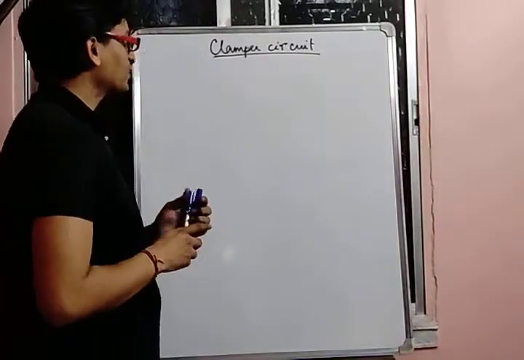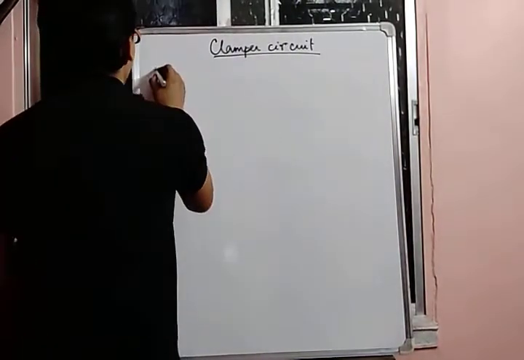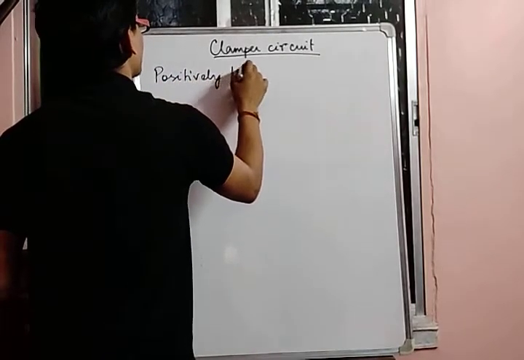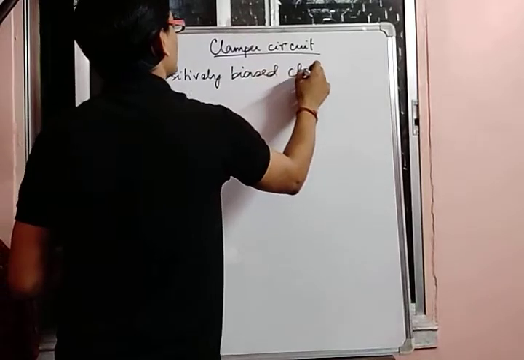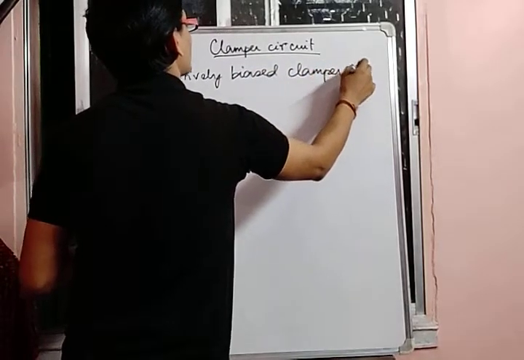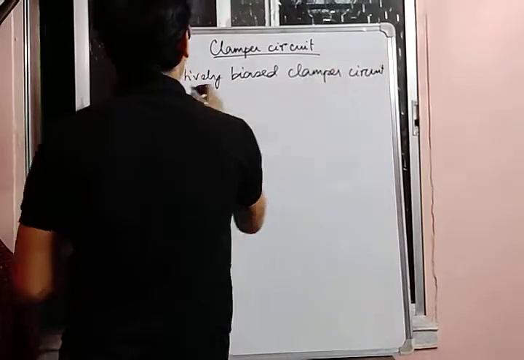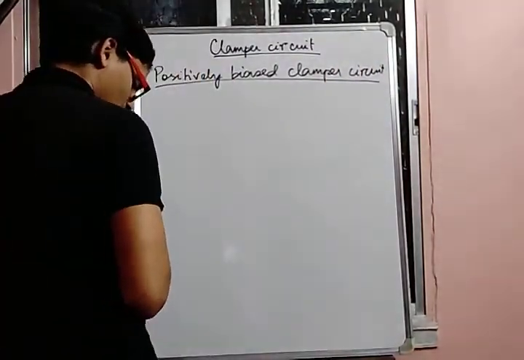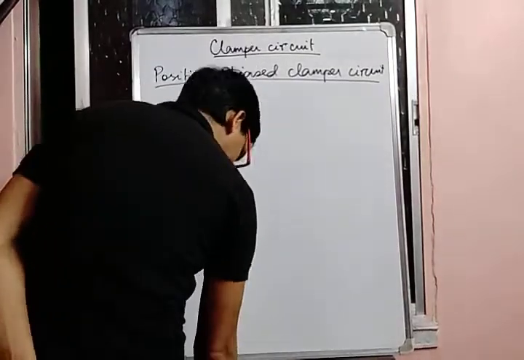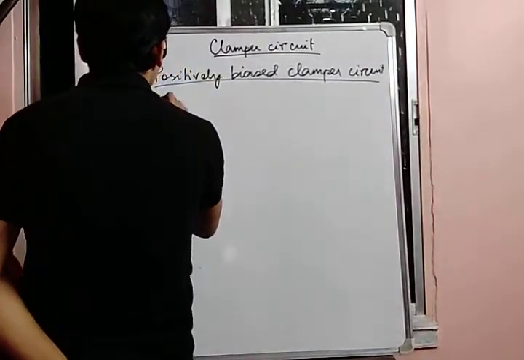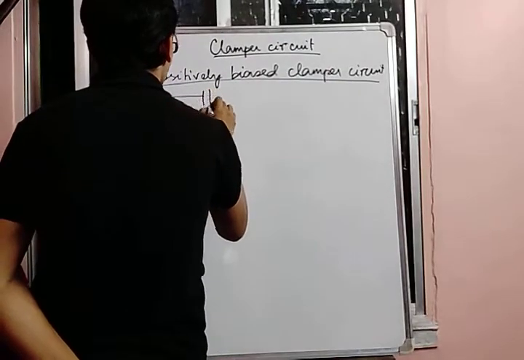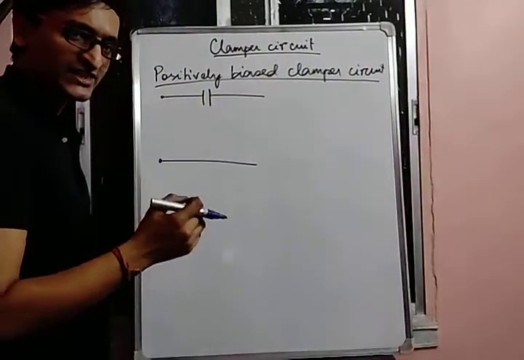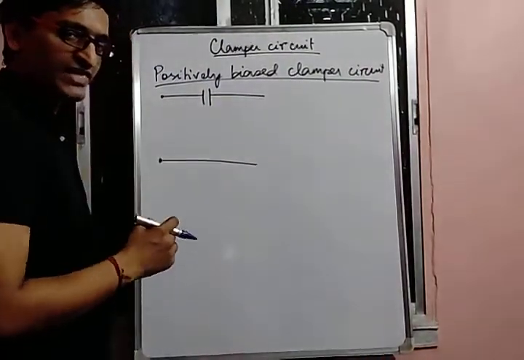Okay, similarly we can have a positively biased clamper circuit and a negatively biased clamper circuit as well. First of all, let us consider the positively biased clamper circuit. What is happening in case of a positively biased clamper circuit? It basically looks somewhat like this. It's just like an unbiased clamper circuit, you just have to add a DC voltage in series with the diode.